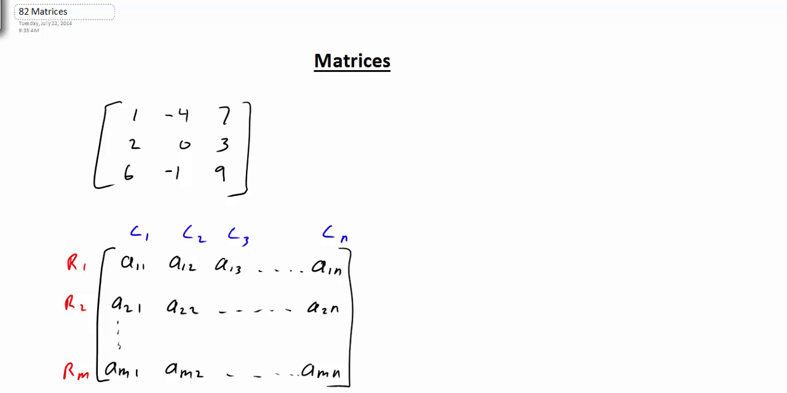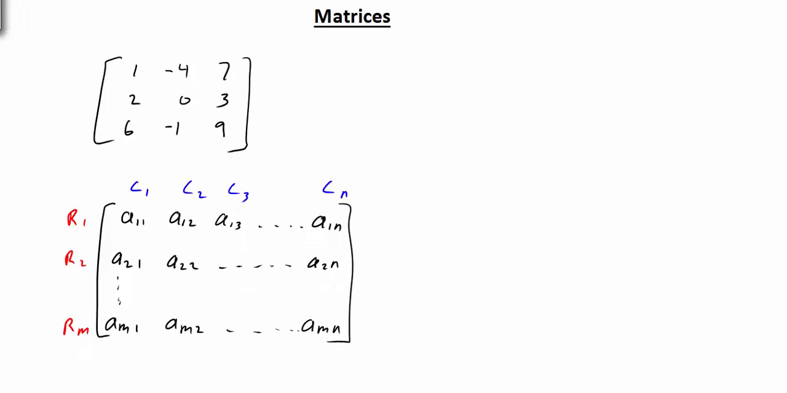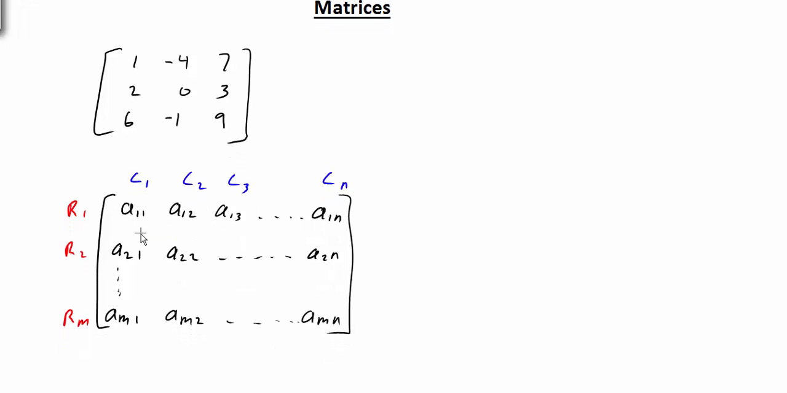So let's look at setting up the entries of our matrix. If you look here, down the side we have row 1, row 2, all the way down until we have row m. And going across the top, we have column 1, column 2, column 3, all the way over to column n. Here we are identifying the entries: a11, which means row 1, column 1, and a12, the entry in row 1, column 2.